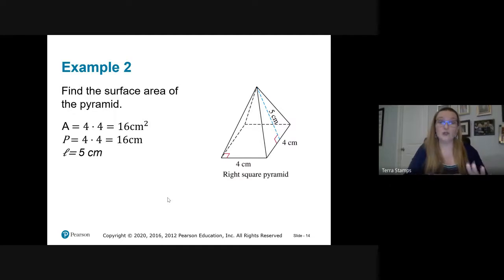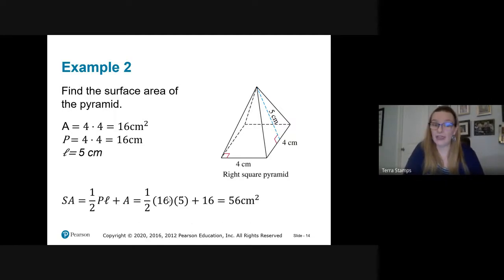Remember the difference between the height of the pyramid and the slant height. Remember the height goes through the middle here. The slant height is along the side of the shape. So using the formula 1/2 PL plus A, plugging in those numbers that we found, we get the surface area of the pyramid is 56 centimeters squared.